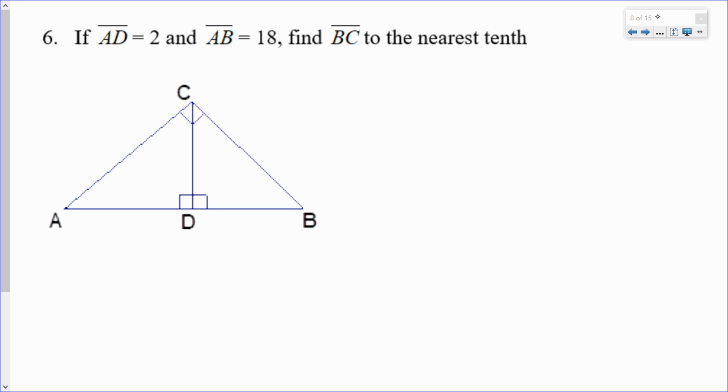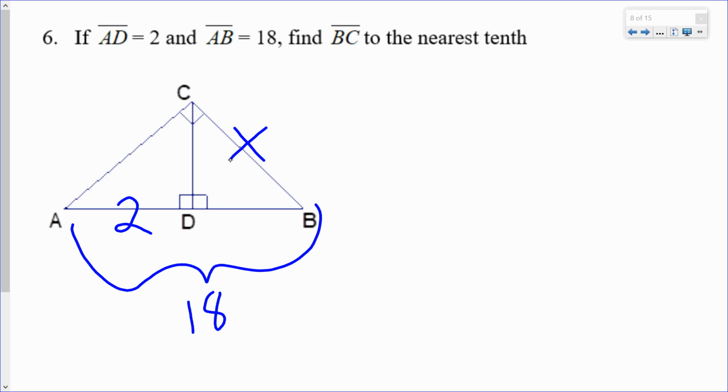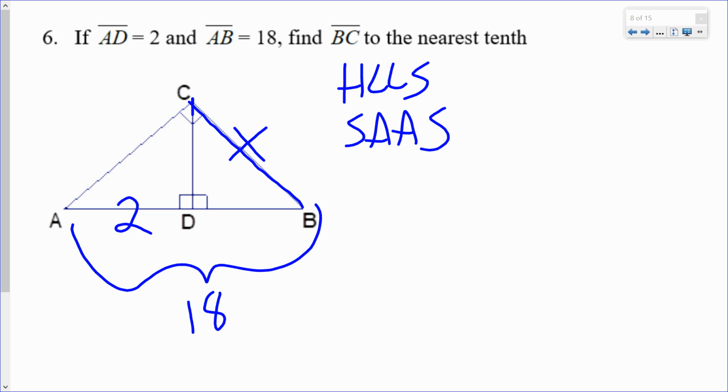Okay, now that you completed number 6 on your own, I will go over it together. There is a big twist. AD is 2, AB is 18. It's asking for BC. I recognize this picture as Hill SAS. To determine if it's Hill or SAS, is there a leg involved or an altitude involved? There is a leg involved. There is not an altitude involved, so I'm using Hills.